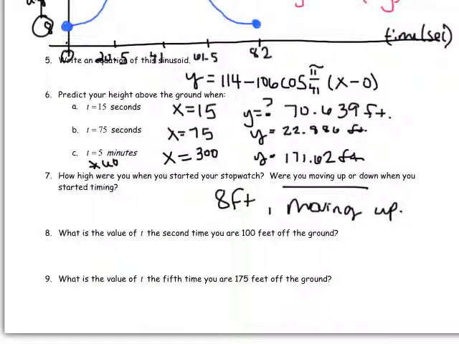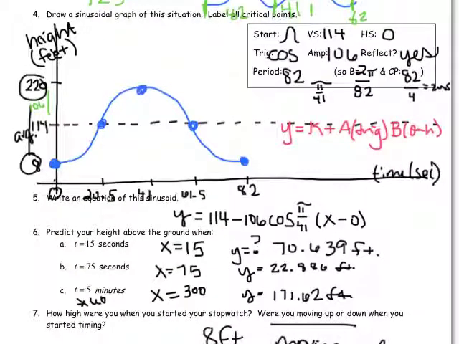Question 8. What is the value of time, t, the second time you're 100 feet off the ground? Okay, this is where it's really, really important. Even though these may seem like similar questions, they're totally different. This is saying, what is time? So time is your x. What is x when your height, or your y, is 100? So when you're given y, you go to y equals. We're going to put this into y2. Think about what that's going to do. y equals 100 is a horizontal line at 100.